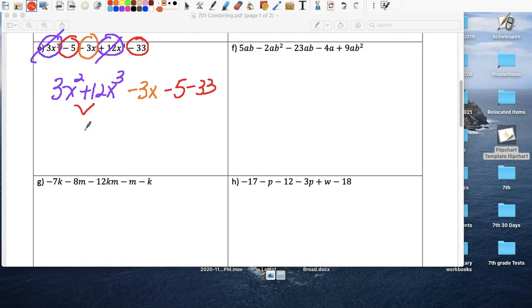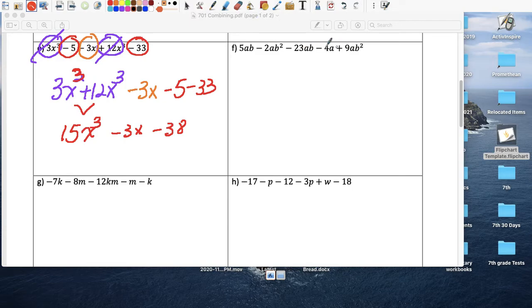These two combine, that's easy, right? So 3x plus 12x cubed. Oh, sorry, that should be a cubed, third power. So 3x cubed plus 12x cubed, we keep the variables, right? And then we just add the coefficients, and 3 plus 12 is 15. Minus 3x is just minus 3x. And then for last, negative 5 minus 33 is negative 38. But you already knew that. This one, you gotta be really careful.